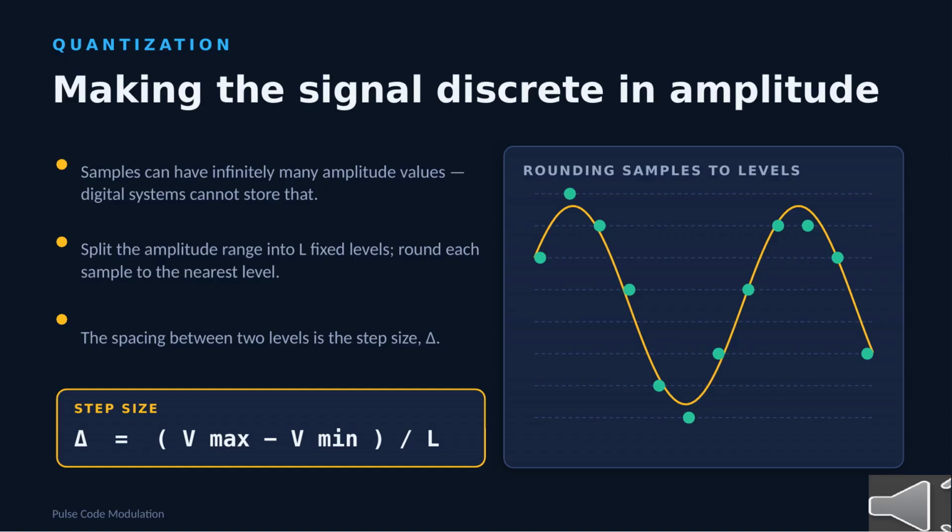The gap between the two adjacent levels is called the step size, and we denote it by delta. The step size equals the total amplitude range divided by the number of levels L. After quantization, the signal can take only L fixed values, so it is now discrete in amplitude as well. After this step, the signal is fully discrete, discrete in time because of sampling and discrete in amplitude because of quantization.